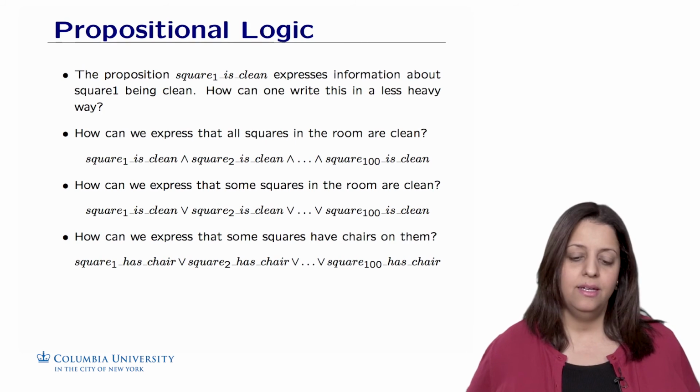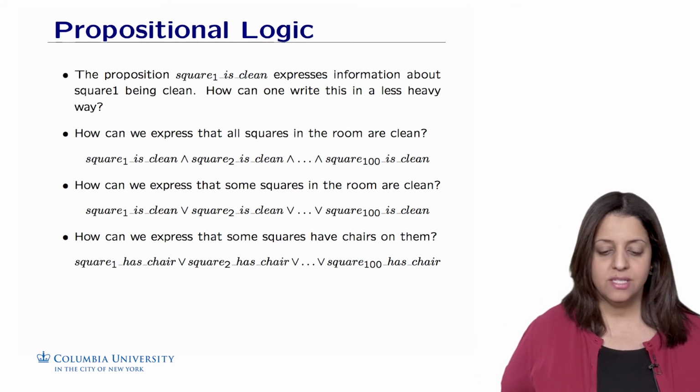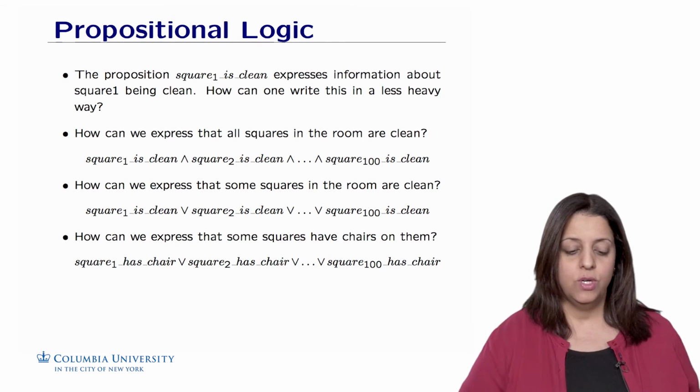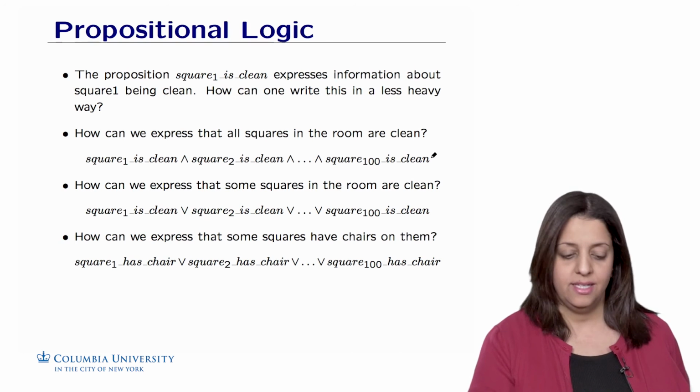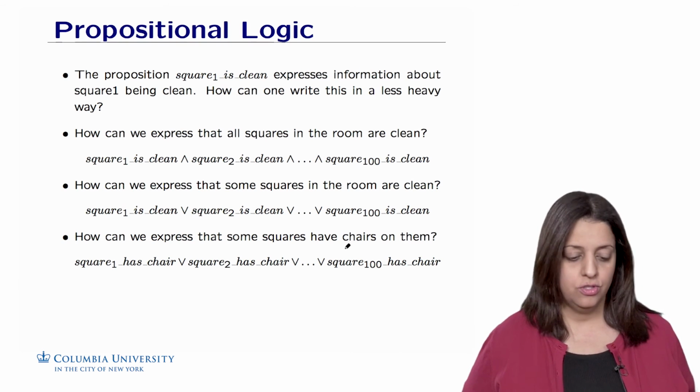How can we write that in a less heavy way? We're going to express that all the squares in the room are clean as follows. Square 1 is clean, and square 2 is clean, and square 100 is clean. So that's a little heavy. We have 100 terms, the conjunction of 100 terms.